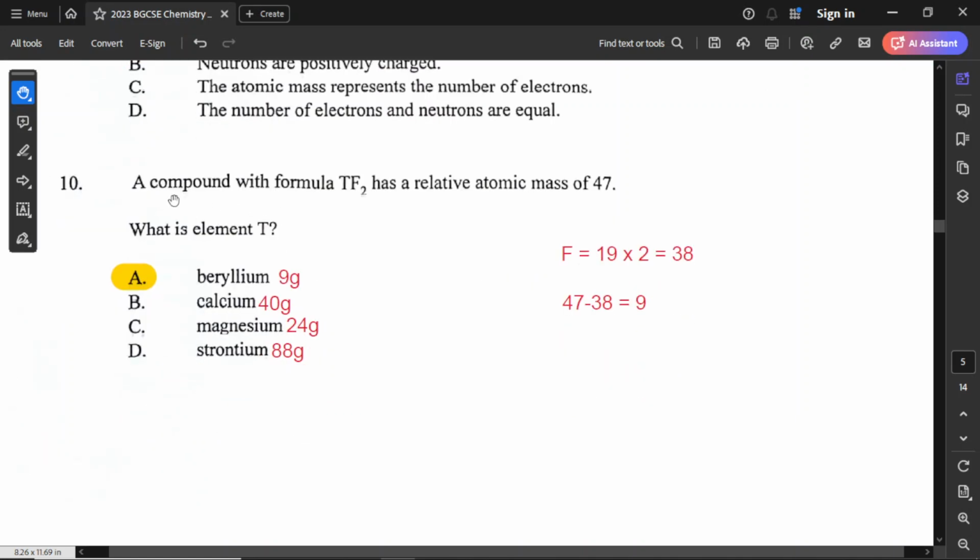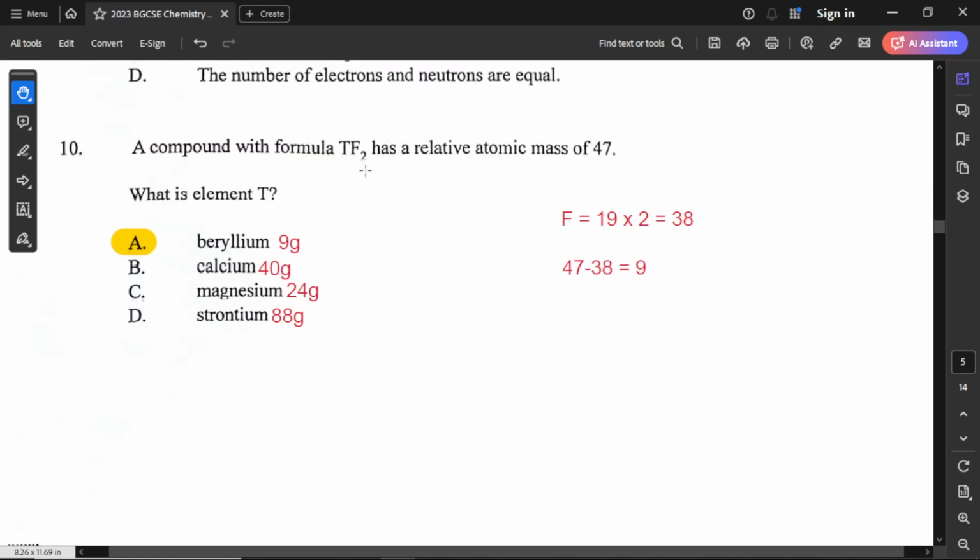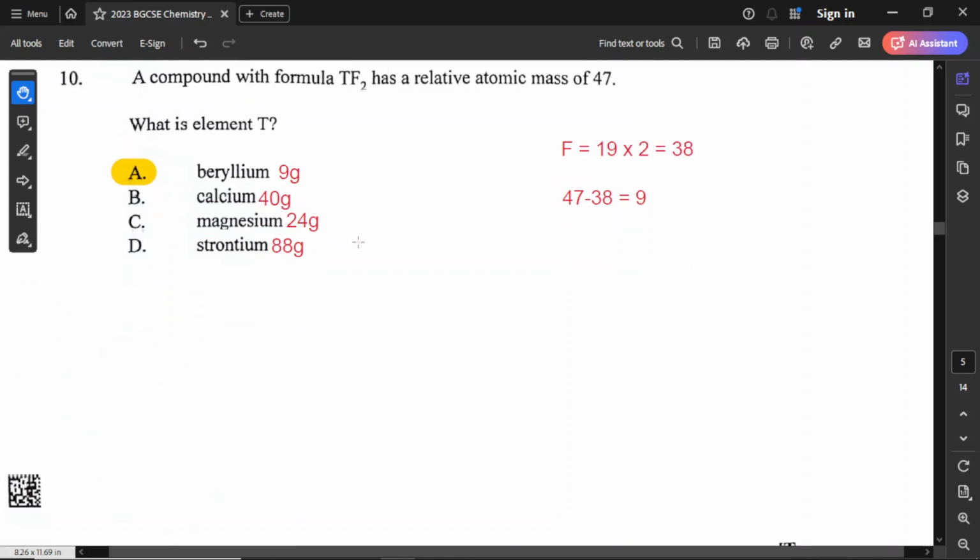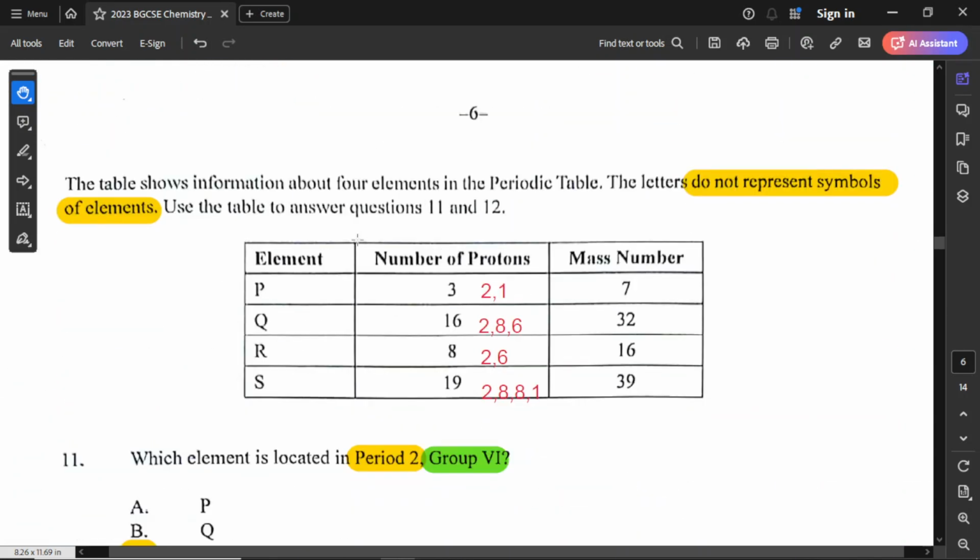All right, for number 10, a compound with formula TF2 has a relative atomic mass of 47. So what is element T? We know what F is, which is fluorine, with 19 as its mass number. There are two of them, so it's going to be 19 times 2, which gives you 38. You minus 38 from 47, and get 9. And so therefore, beryllium is the only atom here with a mass number of 9. So A is the correct answer for number 10.